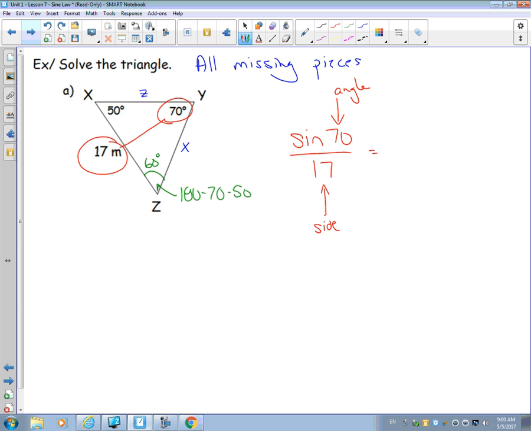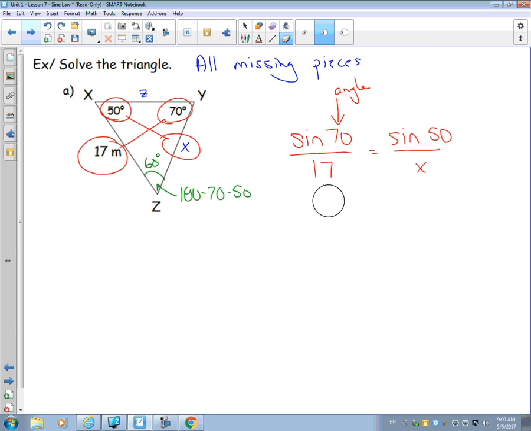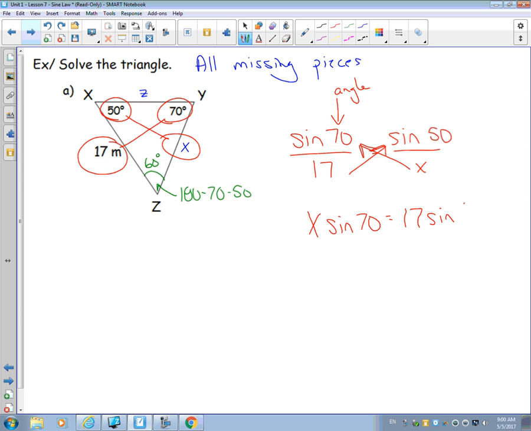And then I'm going to match up the next pair of things that go together. Let's do the x first. So I know these two things go together. So the sine of 50 goes with x. There's my problem to solve. I'm missing a side. To do this, I'm going to cross multiply. I'm just going to erase that part, make it a little bit easier to see. So let's cross multiply. X times sine 70, well, that's x sine 70. 17 times sine 50, 17 sine 50.